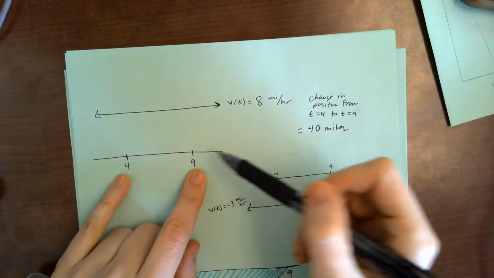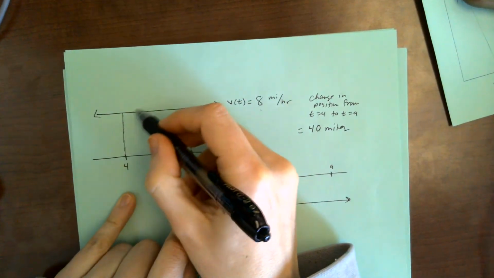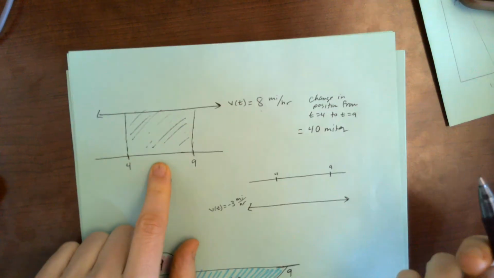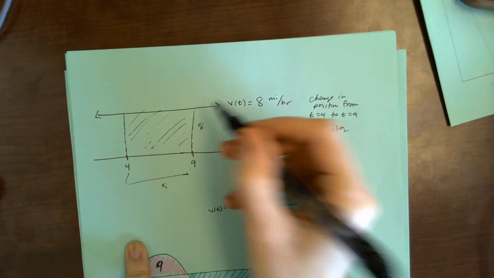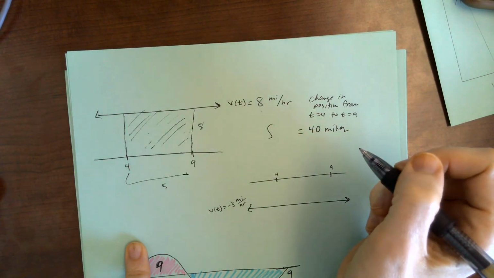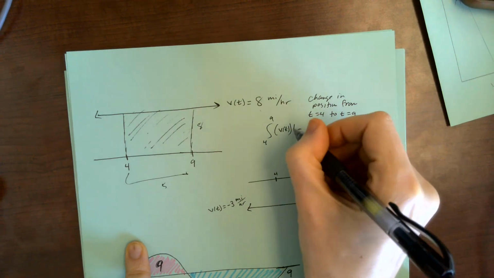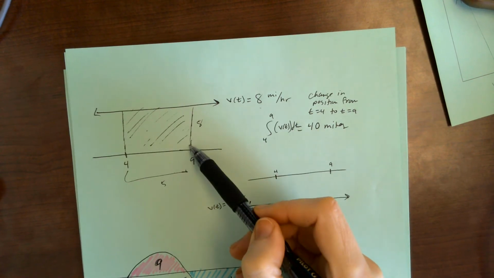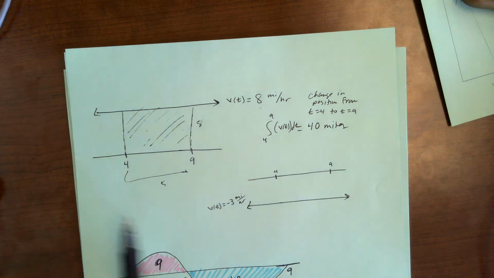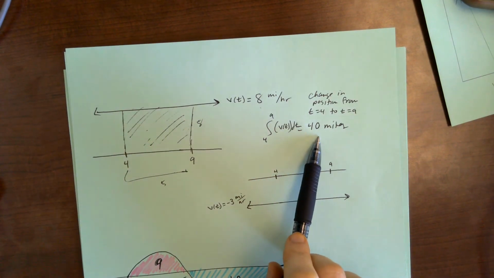But now if you look at it from an area under the curve perspective, what's the area under that curve there? It's 40. The base is 5 and the height is 8. So that would be the integral from 4 to 9 of the velocity, which gives you 40. So the area under a velocity curve tells you the change in position. I'm not sure how many miles we had already traveled at time t equals 4, but we had traveled 40 additional miles.